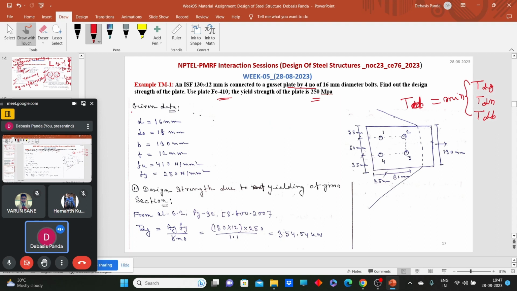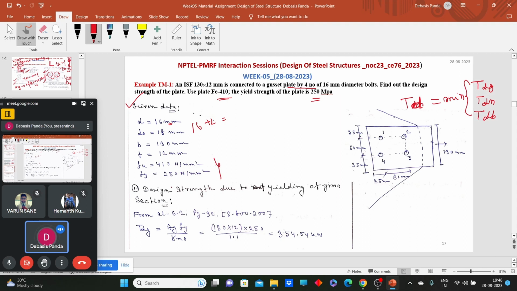So first write down the given data. What is given? The diameter of bolt is given, 16 mm. What should be the diameter of the bolt hole for a 16 mm bolt? From table number 19 we have that for a 16 mm bolt the standard clearance is 2 mm. So d naught will be 16 plus 2, that is equal to 18 mm. What will be the width of the plate? 130, thickness 12, and fu is given.